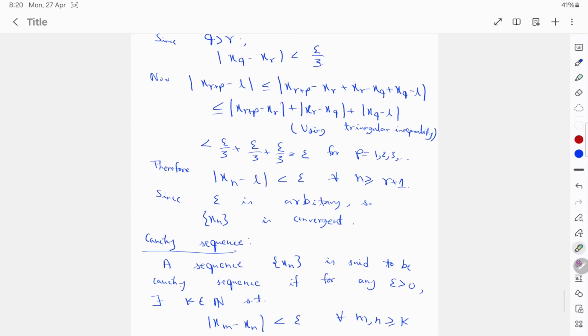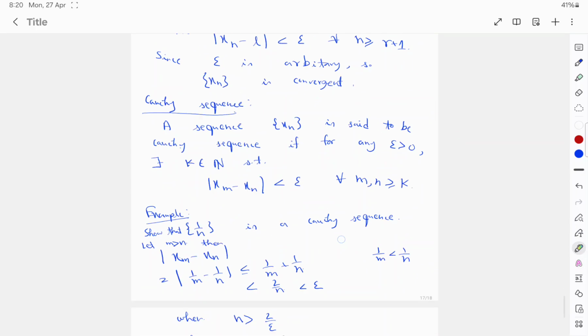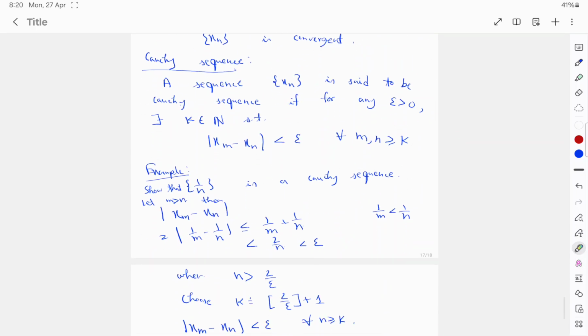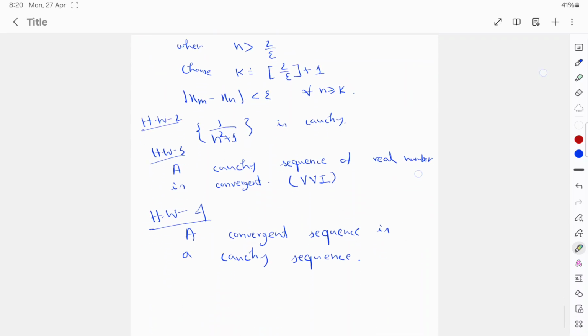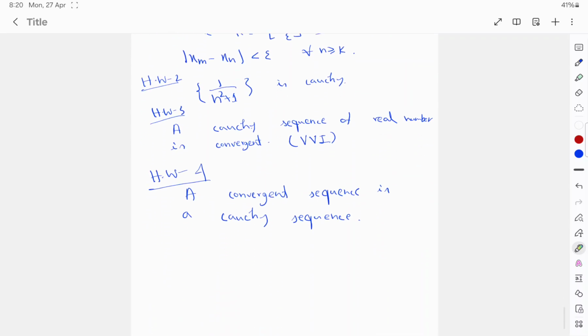So you just see this proof is already given in your Schaum's book. You have to take care of that fact. Among these proofs, one may come in your exam. So very important.